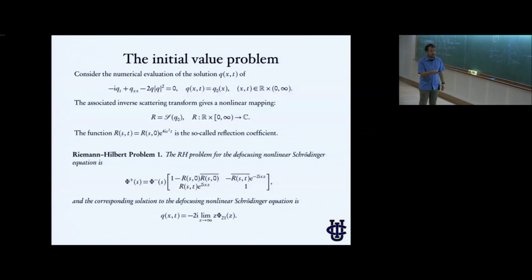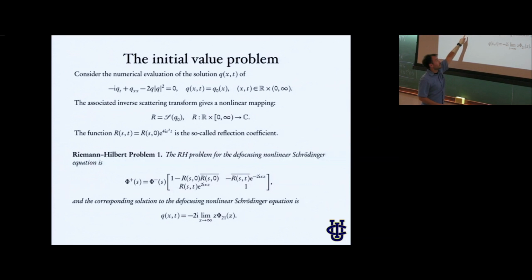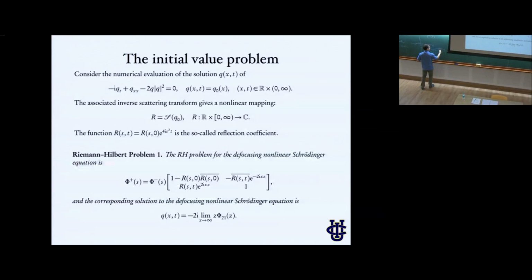And so the time dependence is hidden here, but it's explicit if I wanted it. Okay, and so once I solve this Riemann-Hilbert problem, I compute a large z limit of my solution. So this, maybe a little bit more careful, phi will take C minus R to C 2 by 2. That's probably hidden.